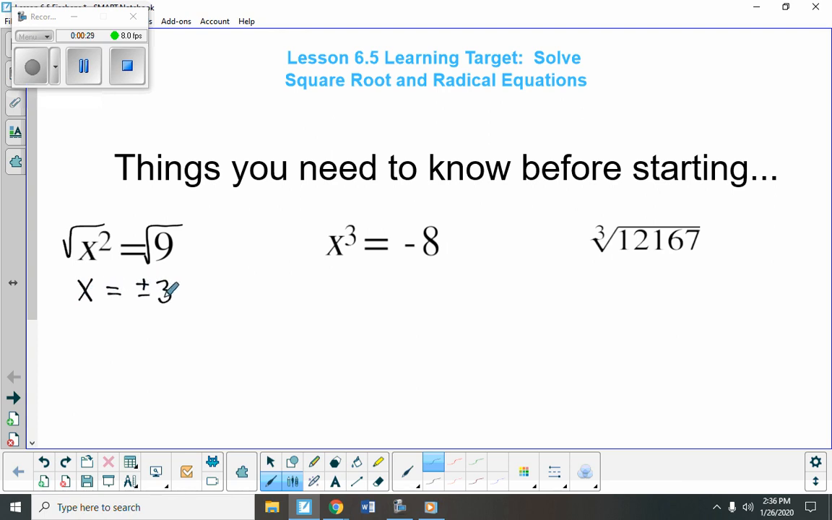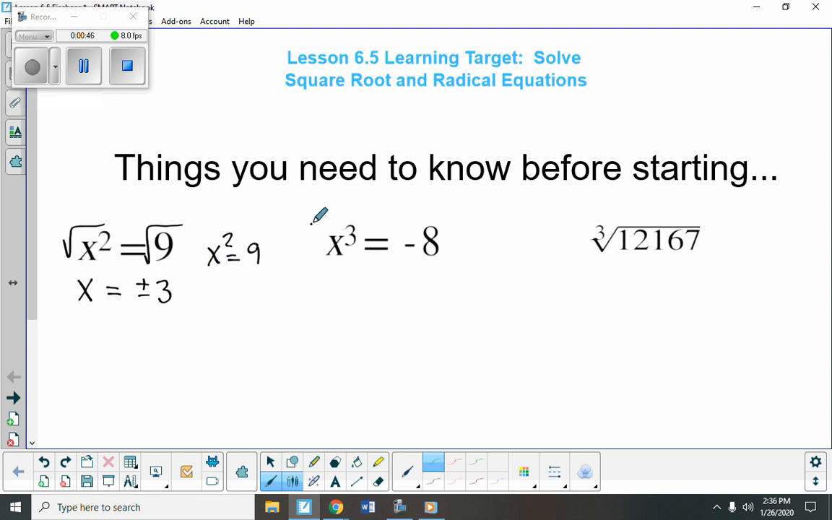Remember, when we solve by taking square roots, we have to write plus or minus, and that's because the original equation was x squared equals 9. 3 squared will equal 9, and negative 3 quantity squared equals 9. So there are two values that x could be.